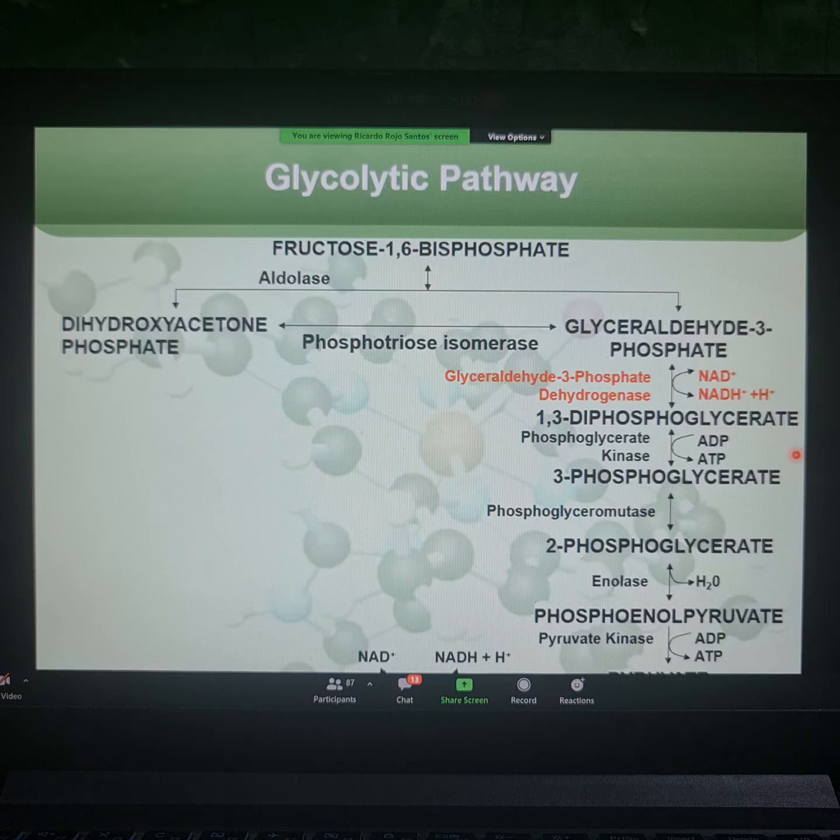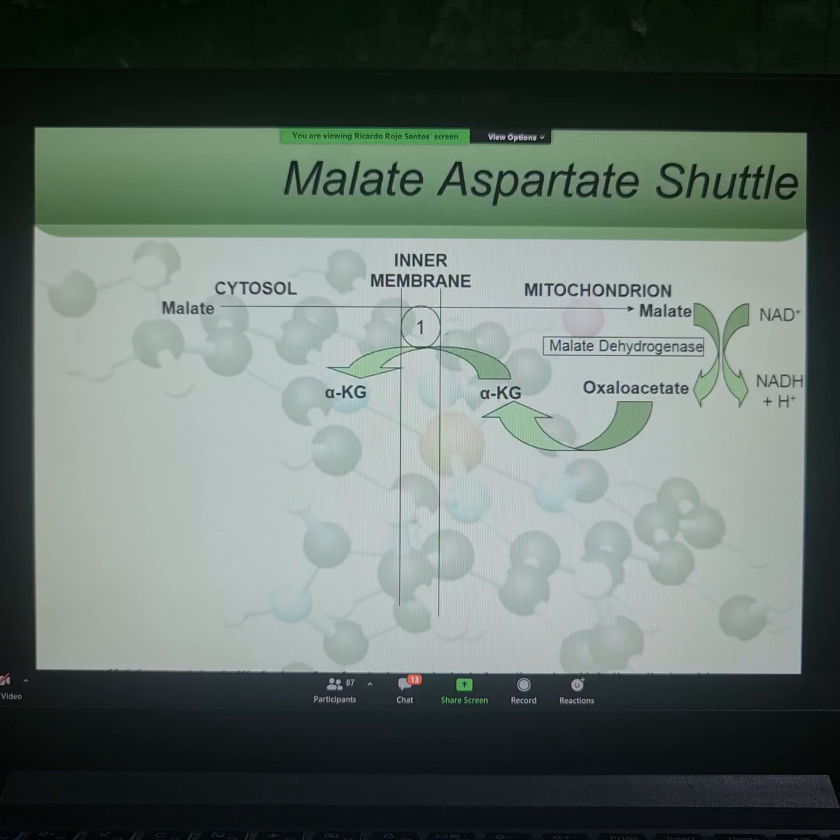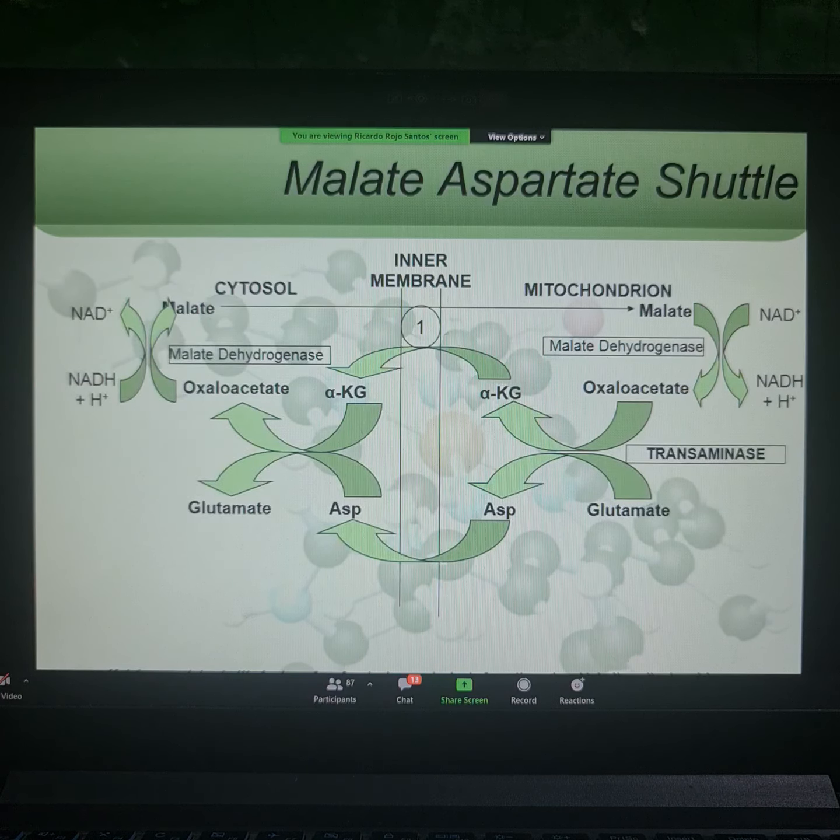How do we translocate NADH to the mitochondria? We use two shuttle mechanisms. The first one is the malate aspartate shuttle. Where is that NADH? There. That is the product of the glyceraldehyde 3-phosphate reaction.